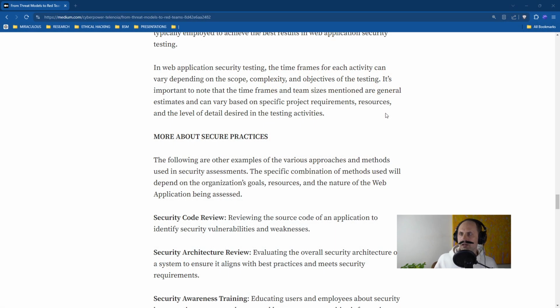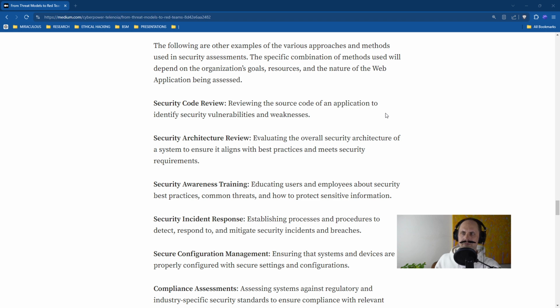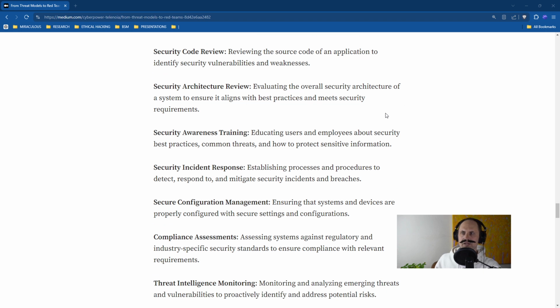A little bit more on secure practices now. The following are other examples of the various approaches and methods used in security assessments. The specific combinations of methods will depend on the organization's goals, resources, and the nature of the web application being assessed. For example, there's security code review, reviewing the source code of an application to identify security vulns and weaknesses. There is system architecture review, which is evaluating the overall security architecture of a system to ensure it aligns with best practices and meets security requirements.